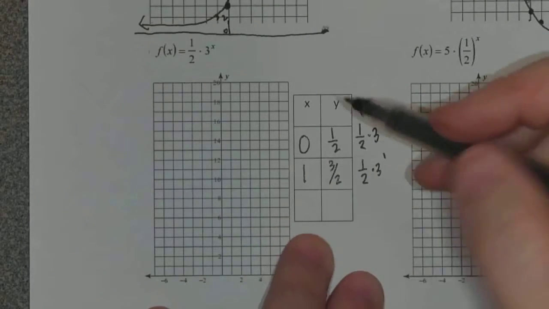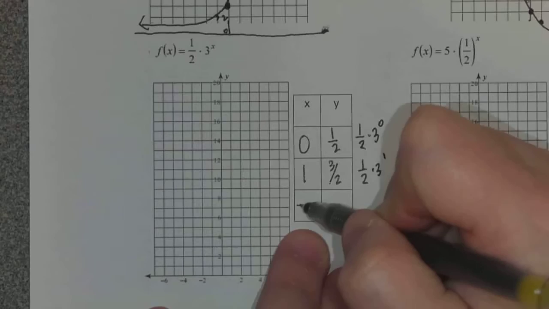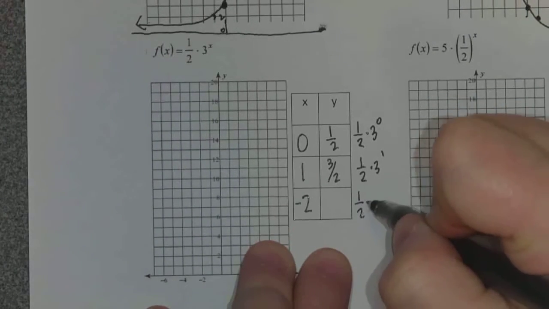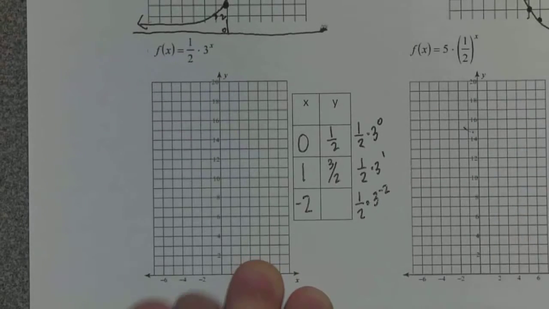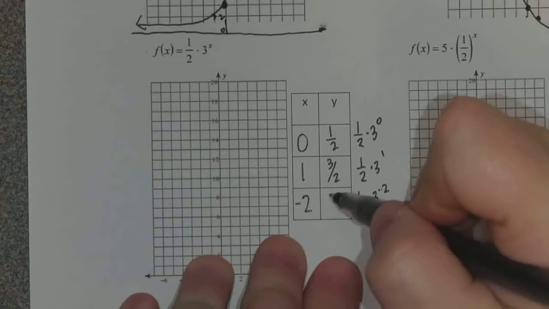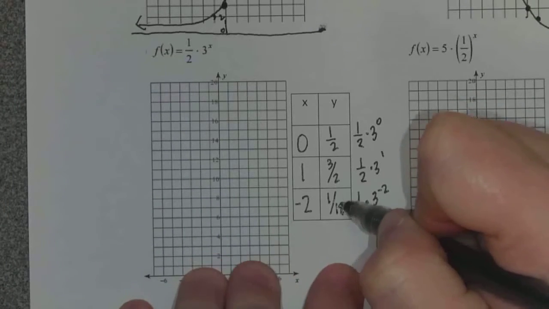I'm going to put in a bigger number, I think this time, like -2, just to see what's happening there. So I'll have 1/2 times 3 to the -2. 3 to the -2 is 1/9. So 1/2 times 1/9 is 1/18.